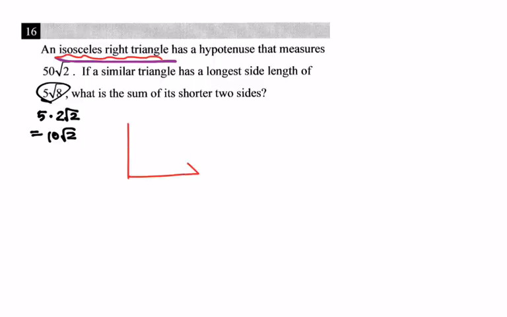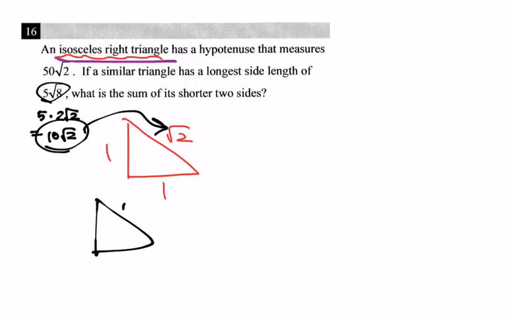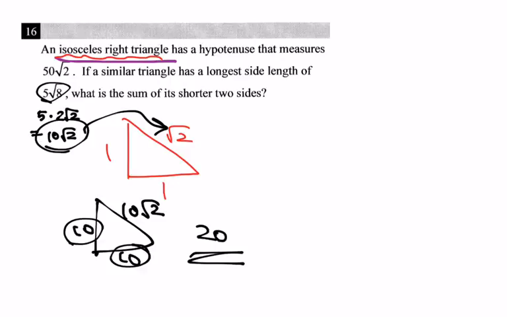Since it's an isosceles right triangle, we know the ratio, which is 1, 1, radical 2. By comparing, radical 2 should be comparable to 10 radical 2 here. So then the other two sides must be equal to 10 each. Then our final answer will be 20, the sum of its shorter two sides.